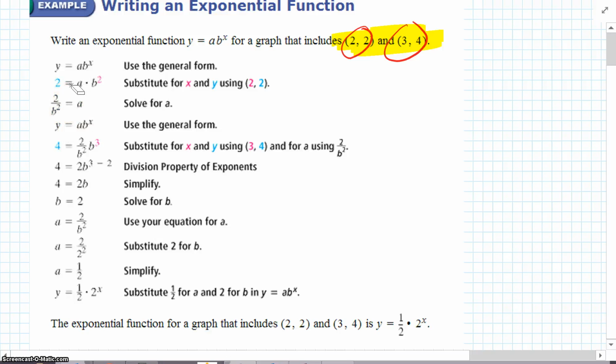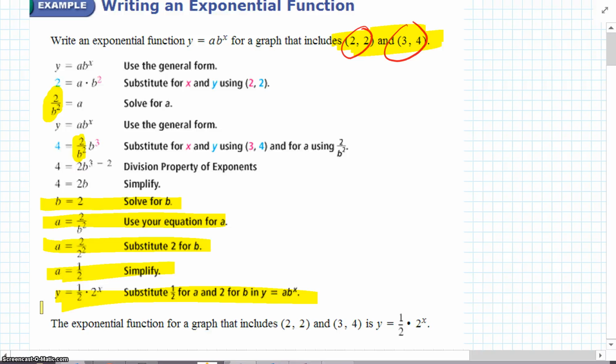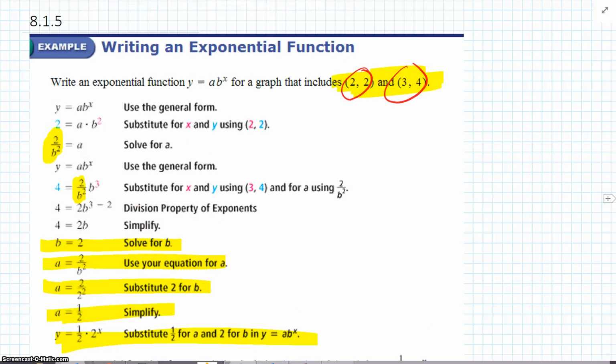Okay, now we go back to the general term. We're going to replace x and y with the x and y of the second point, and then we're going to use the a value in terms of b that we had. And then we're just going to simplify and solve. Okay, so you can follow along through here, see how it did it. Not too difficult. So let's go to the next example and do it ourselves.